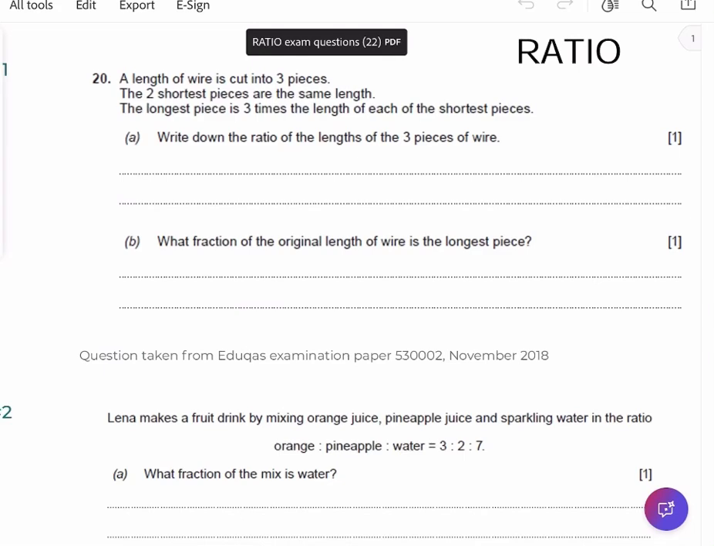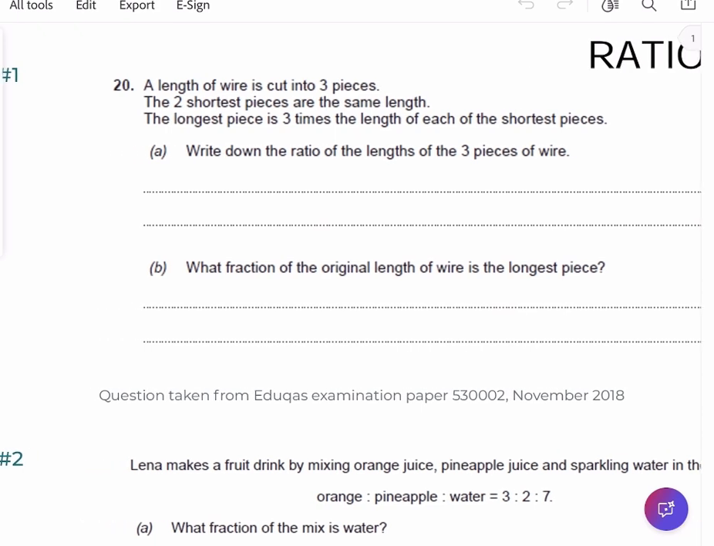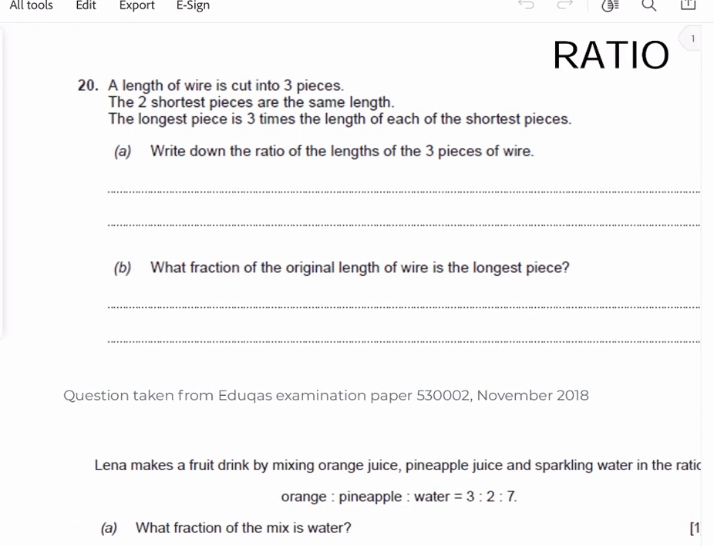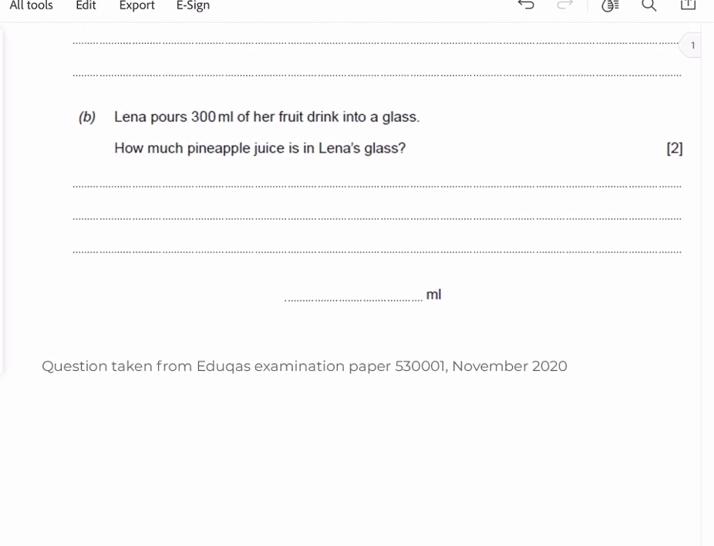Hi guys, in this video you're going to look at some ratio questions taken from the past exam papers for Eduqas exam board. Let's look at the first question, which will be non-calculator.